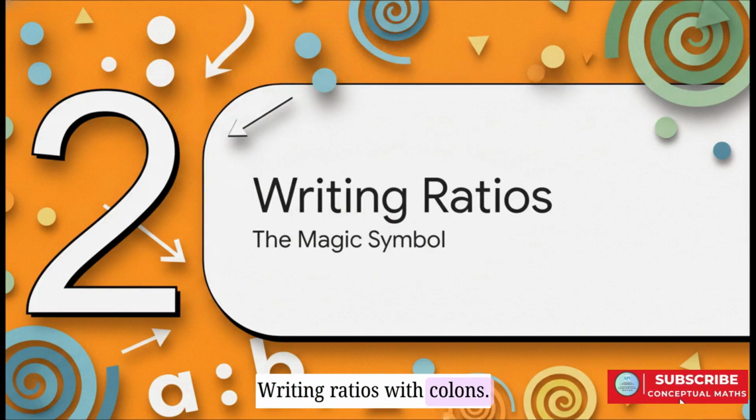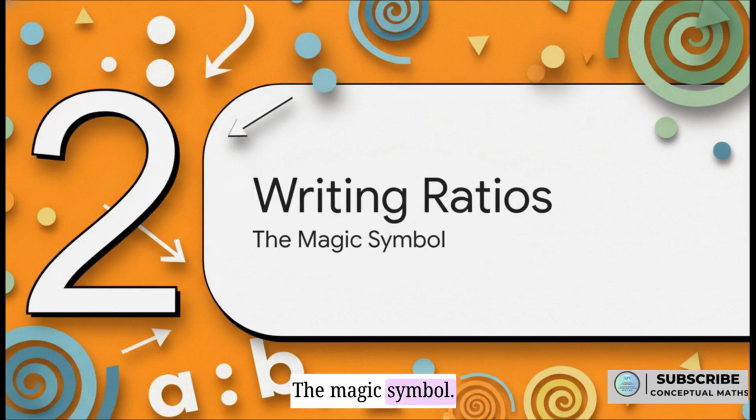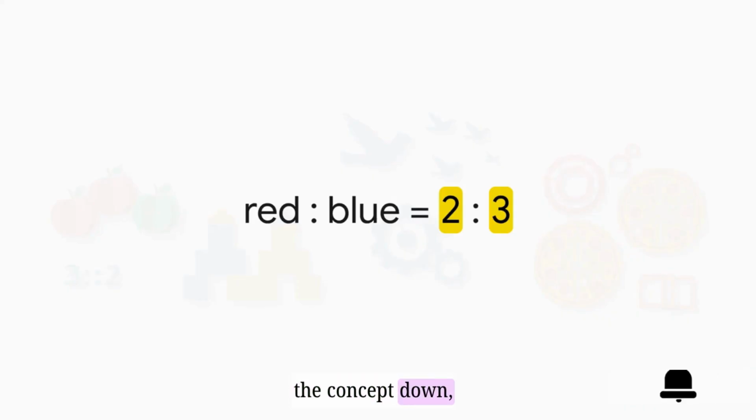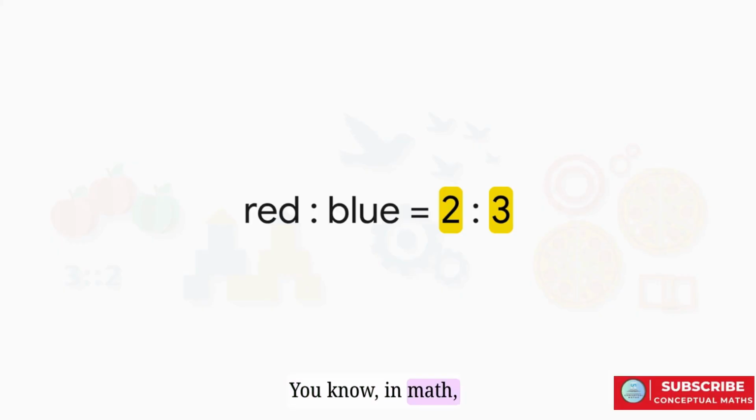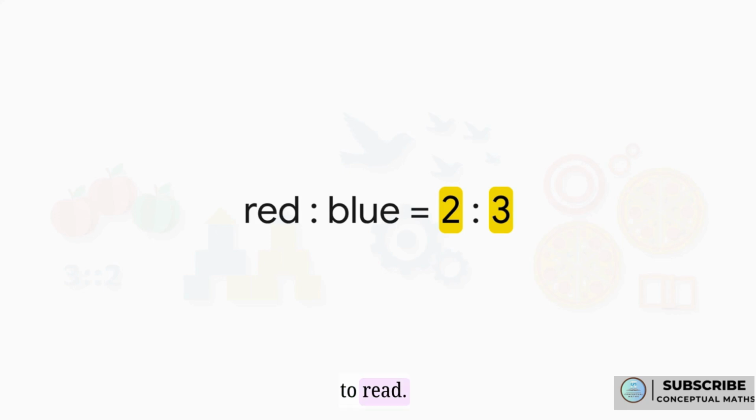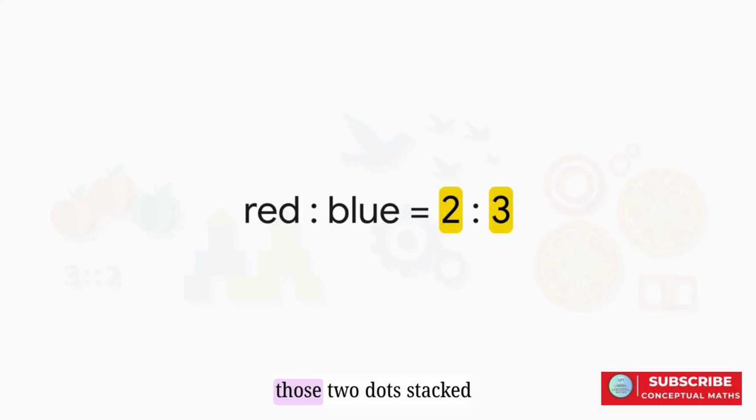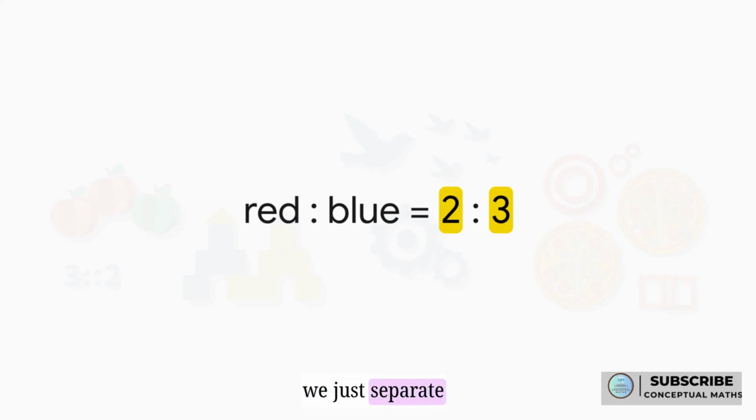Writing ratios with colons. The magic symbol. So, now that we've got the concept down, how do we actually write it? In math, we absolutely love using symbols to make things quicker and a lot easier to read. And for ratios, our magic symbol is the colon. Those two dots stacked right on top of each other. When we write a ratio out, we just separate our two quantities with this colon. Think about it like this.